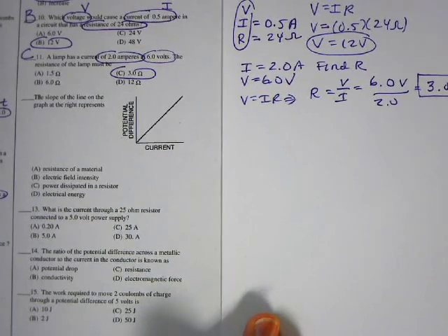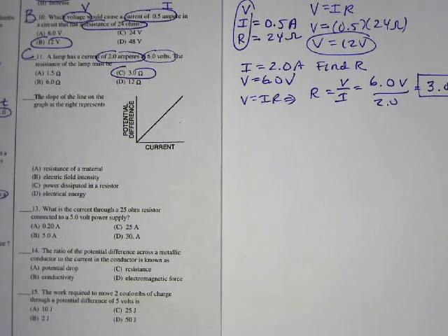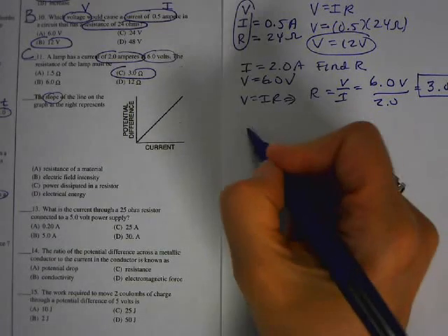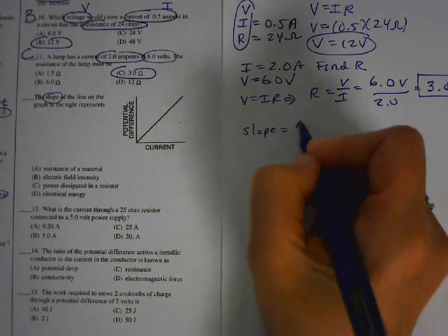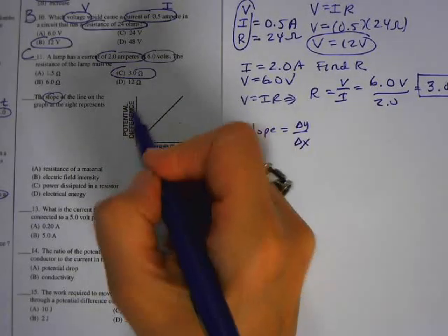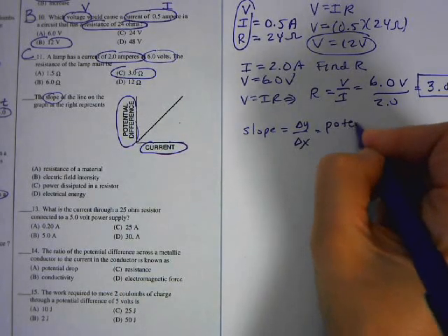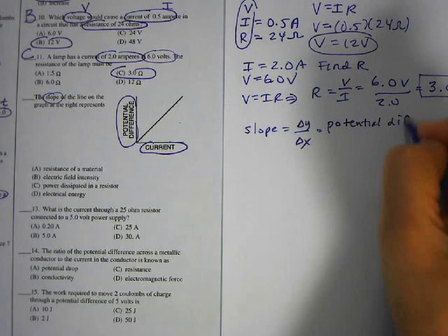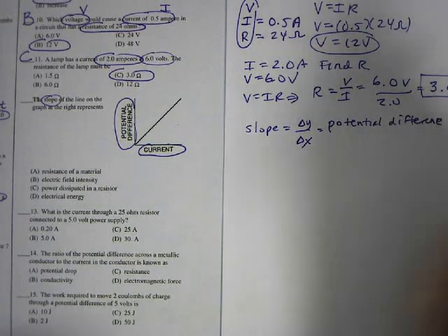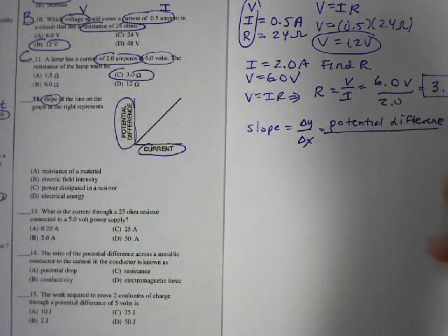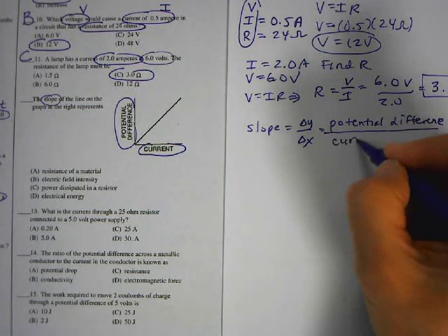Number 12, the slope of the line on the graph represents, so slope, okay? So first of all, what is the slope? This is a straight line, and I know that the slope of a straight line is delta y over delta x. So this is y, and this is x. So this is going to be potential difference, and you see that if I write it down, it helps me to visualize and conceptualize. I'm not just trying to memorize something, because memorization doesn't help, divided by the current. So that's going to be V over I.